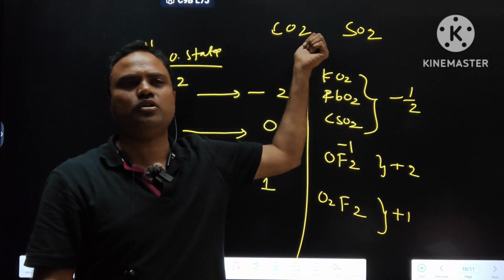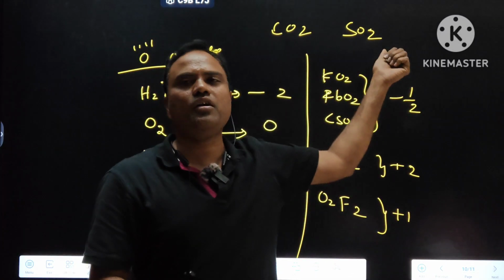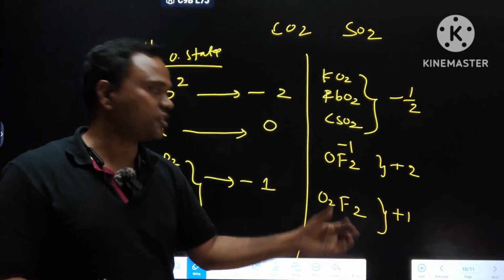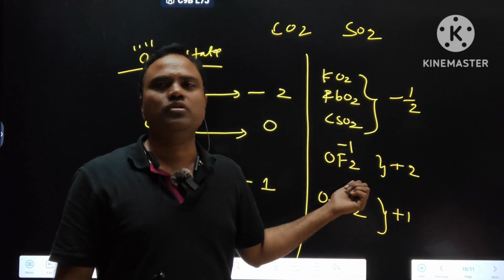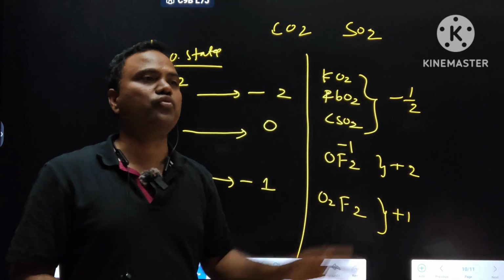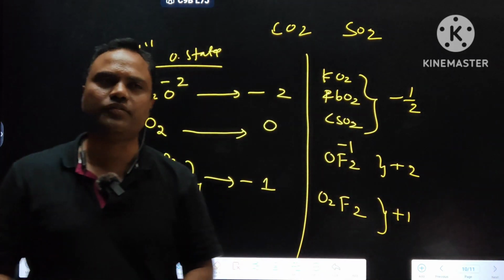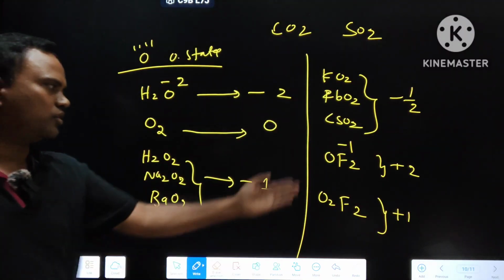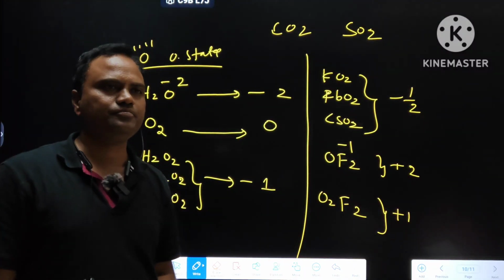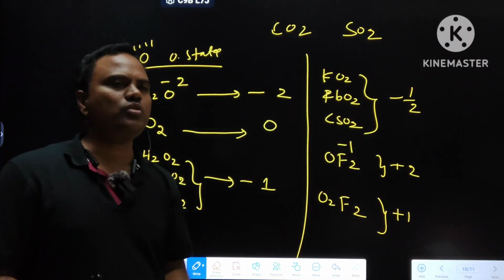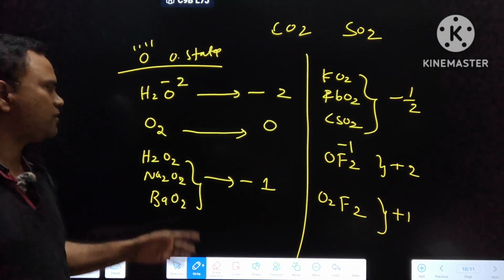Carbon and oxygen, which is more electronegative? Oxygen. Sulfur and oxygen, which is more electronegative? Oxygen. So we can call these oxides. But here, which is more electronegative? So don't call it an oxide. Fluoride: oxygen difluoride, dioxygen difluoride. OF2 is not an oxide, it is a fluoride. So in these two, oxygen shows positive oxidation states.